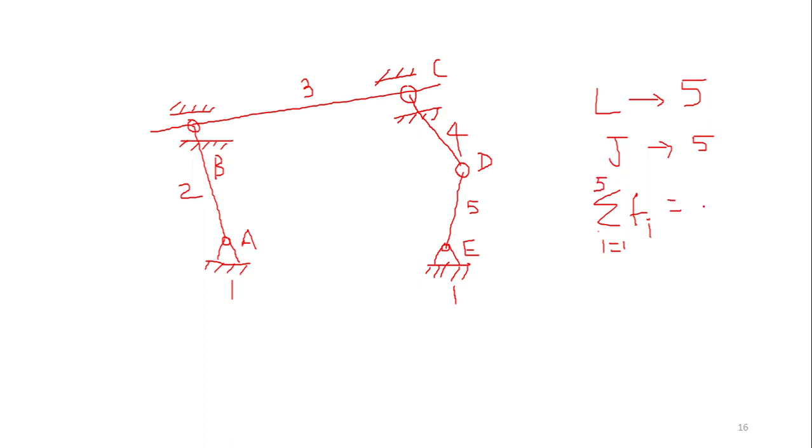So to find out degree of freedom, we have degree of freedom is nothing but 3 times of number of links minus 1, that is 4, minus 3 times 5 plus 5. So 12, 17, 17. So degree of freedom of this mechanism is 2. Any questions here?